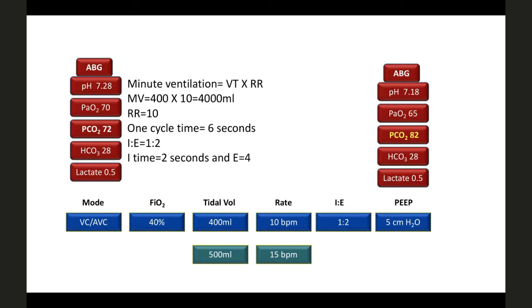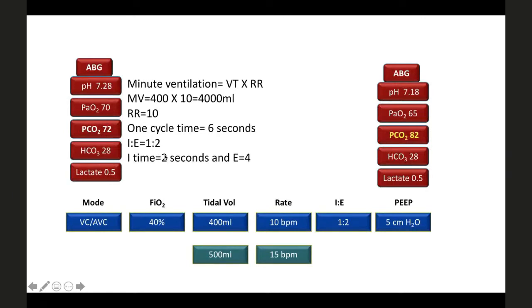We'll take the first example. First case, we had a minute ventilation of 400 into 10 is 4000 ml. The respiratory rate was set as 10 breaths per minute. So one cycle time is 6 seconds. I have set an IE ratio of 1:2.